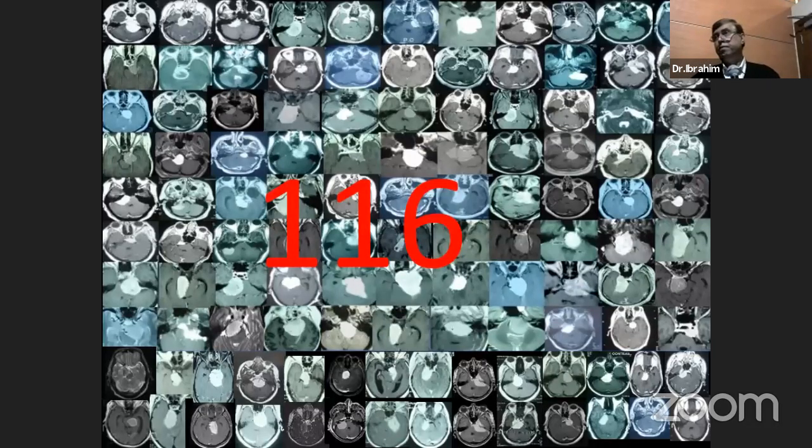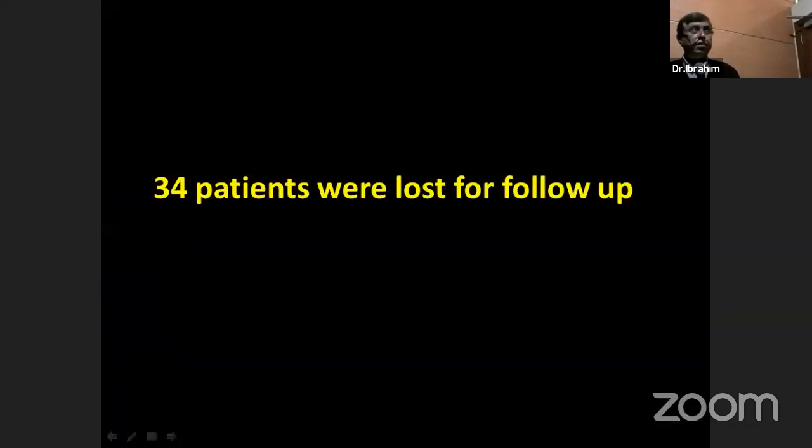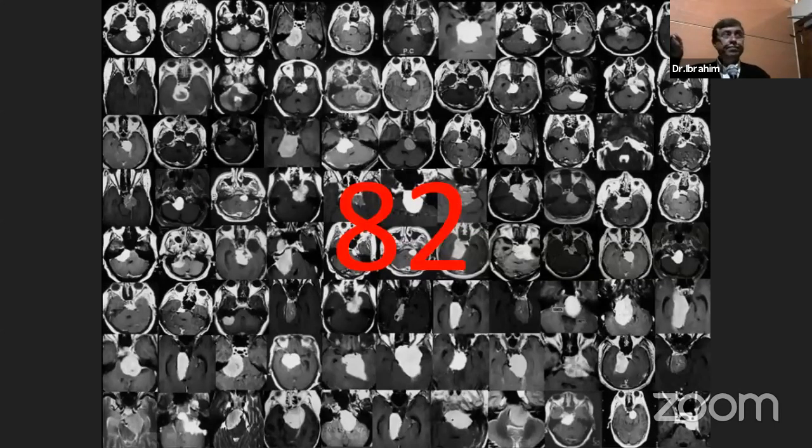And there they are. Each and every single case of them. 116 cases. But 34 patients were lost for follow-up, so I cannot present them. I have done the surgery and they disappeared. So how can I tell what's the result of my surgery? So we're left with 82.